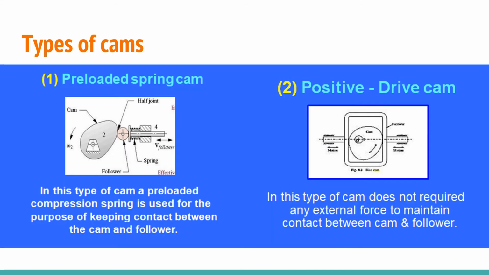In the case of preloaded spring, the spring is used to make the contact between the cam and follower. There will be an external force acting on the cam to make the contact successful. In the case of positive drive cam, there is no need of those external forces to generate the contact between the cam and follower.